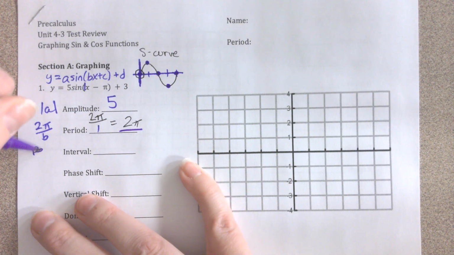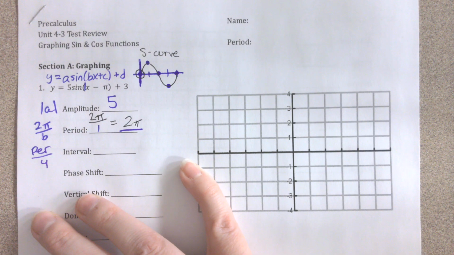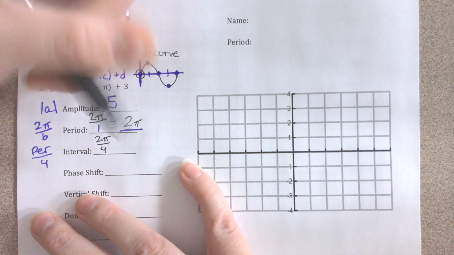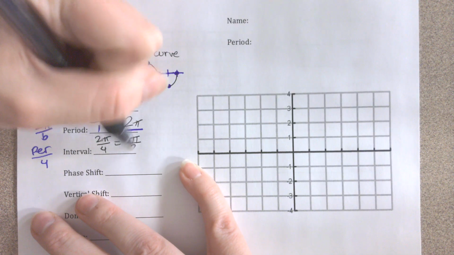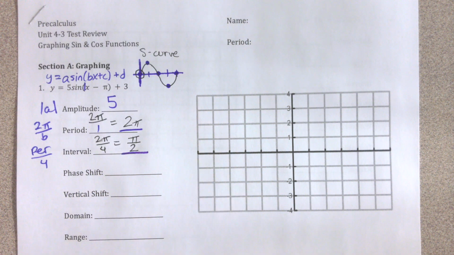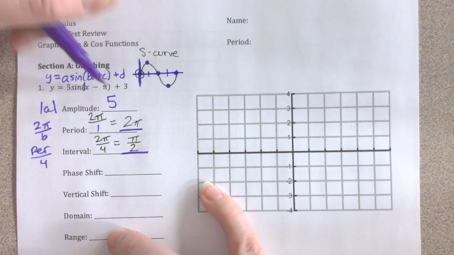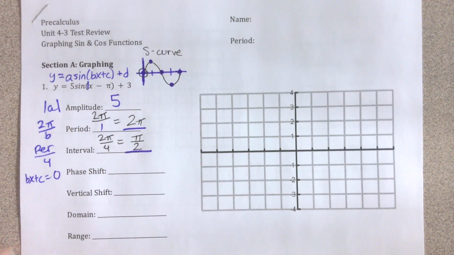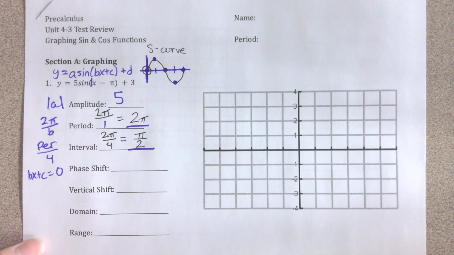Interval is period over 4. Our period is 2 pi over 4. And reduce that, we get pi over 2. Phase shift, we take whatever is inside of the parentheses, so the bx plus c, and we just set it equal to 0. Here, that's going to require just a tiny bit of work, so I'm going to come down here to write that.